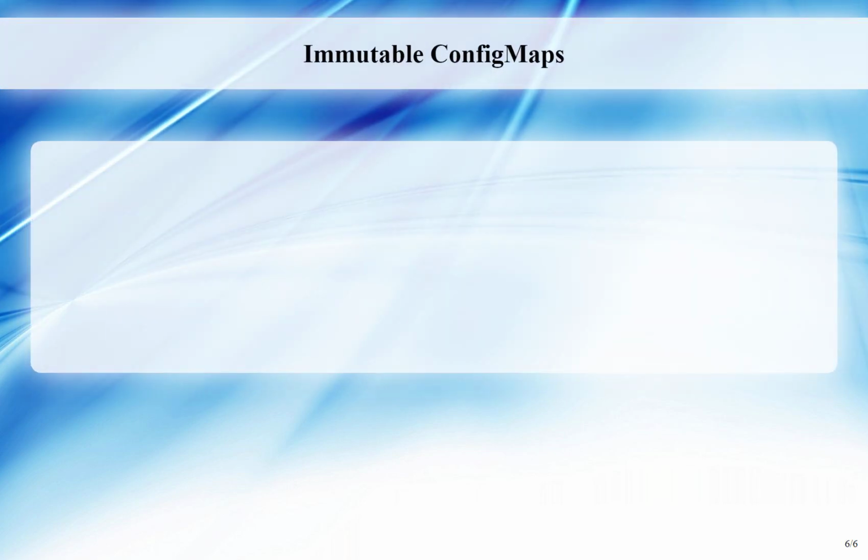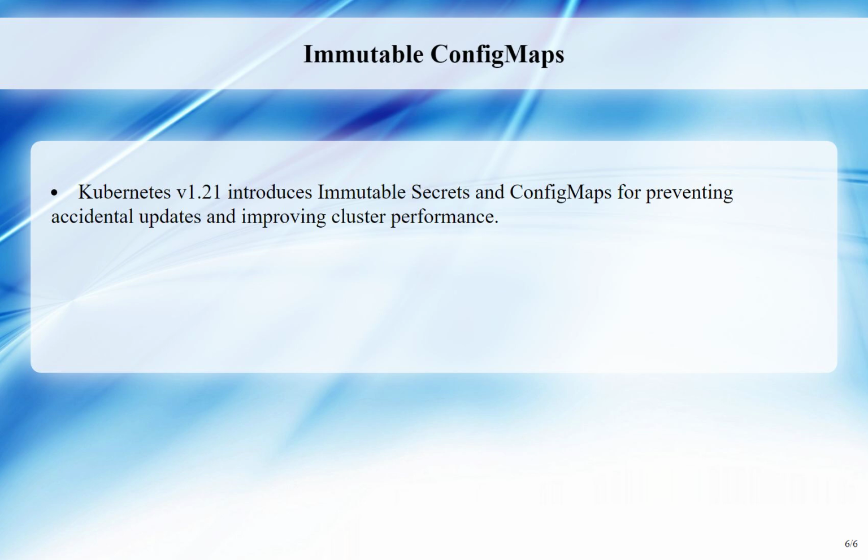Immutable ConfigMaps. Kubernetes v1.21 introduces a feature called Immutable Secrets and ConfigMaps, which allows users to set individual ConfigMaps and Secrets as immutable. This feature is especially useful for clusters with a large number of ConfigMap to pod mounts, as it helps prevent accidental updates that could lead to application outages and improves cluster performance by reducing load on the kube-apiserver.